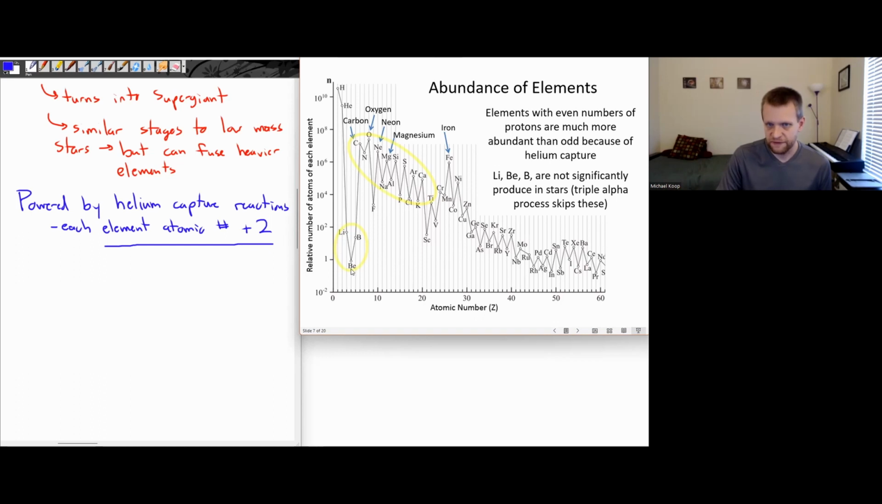Notice also on this graph that lithium, beryllium, and boron, atomic numbers 3, 4, and 5, are really low down. The reason for this is fusion in stars. We said hydrogen fuses into helium, and then helium will undergo that triple alpha process where 3 helium nuclei come together to form 1 carbon atom. So again, that's why lithium, beryllium, and boron are not significantly produced in stars. The triple alpha process skips these.